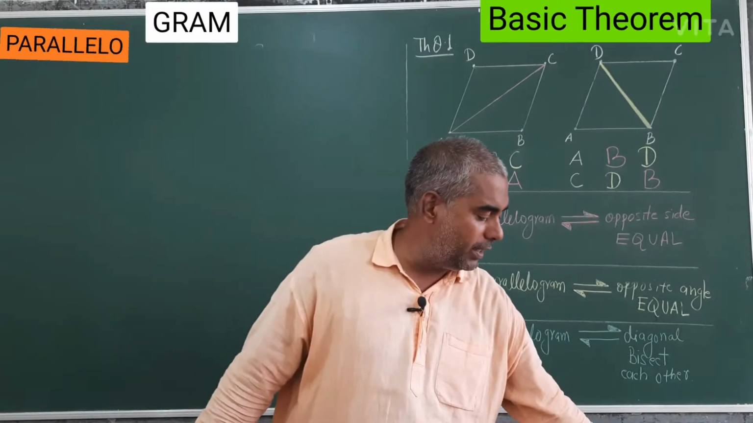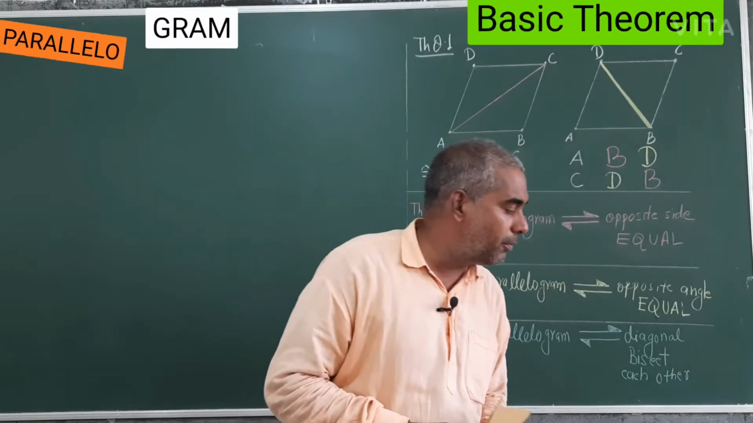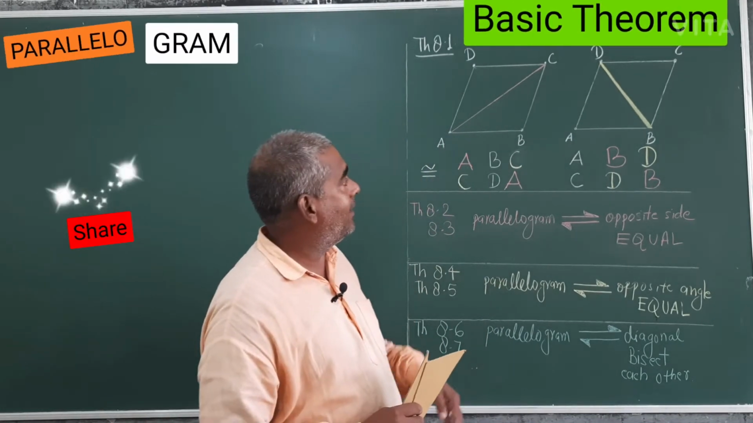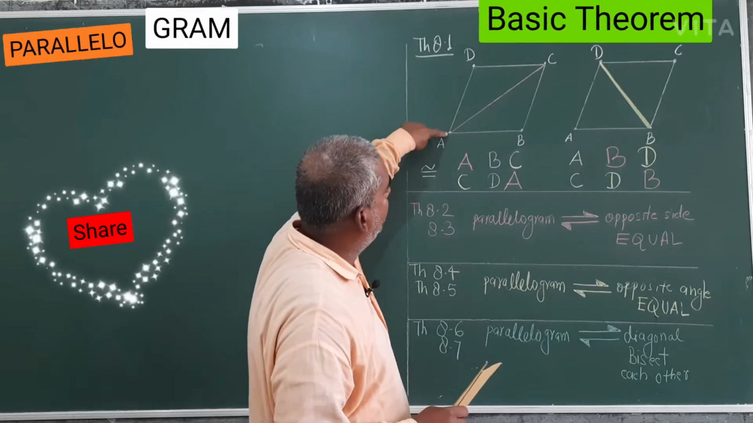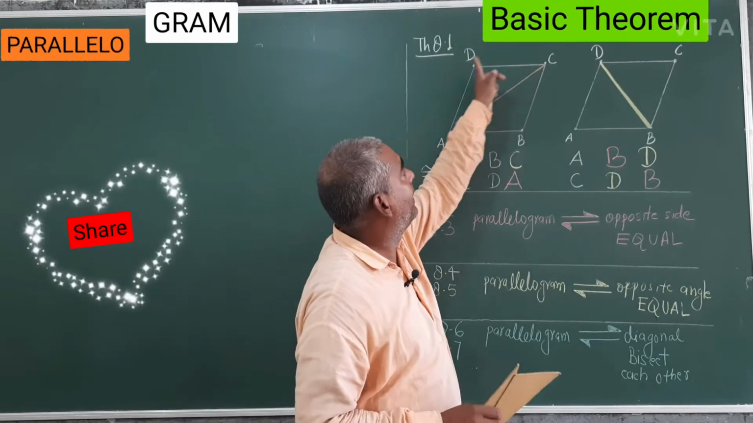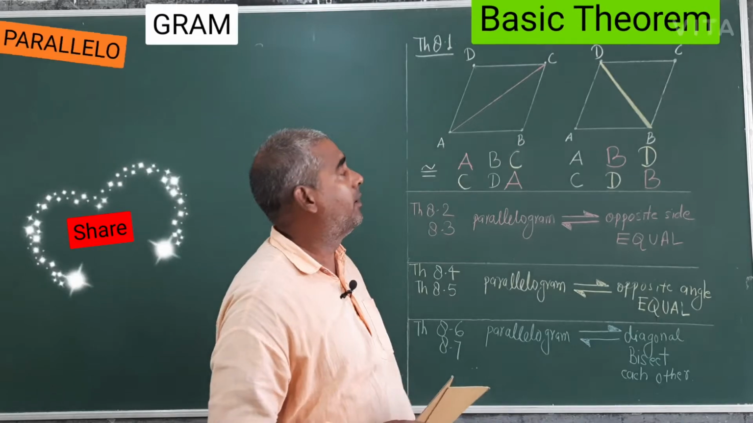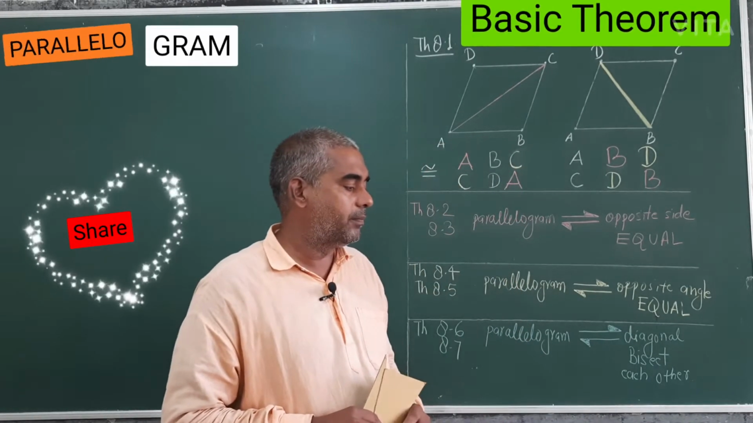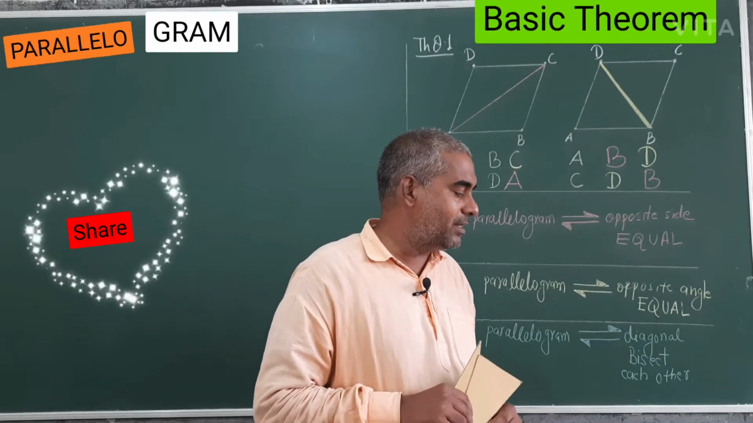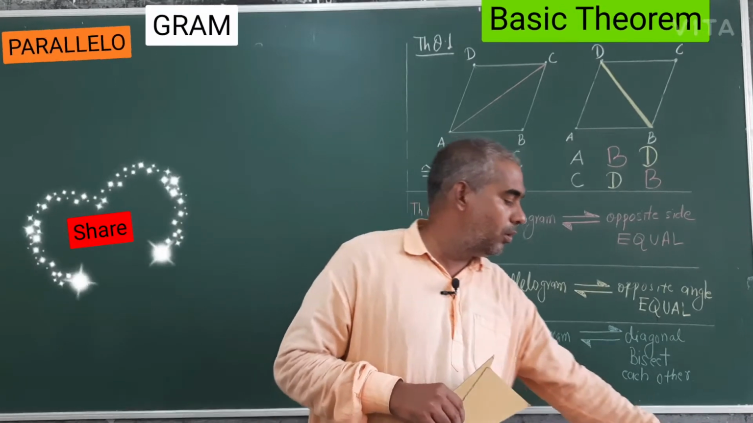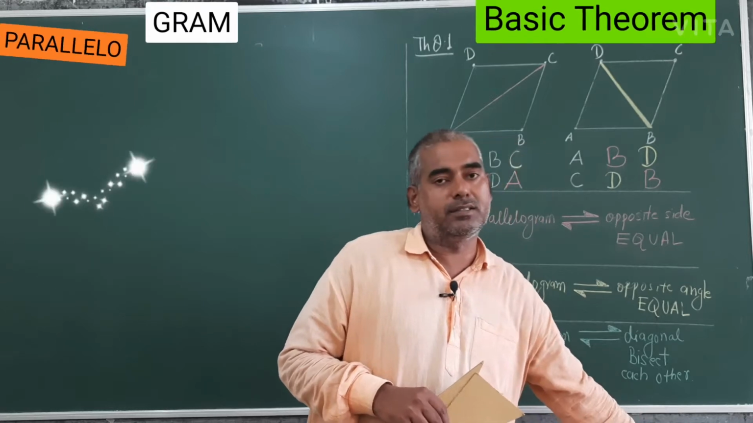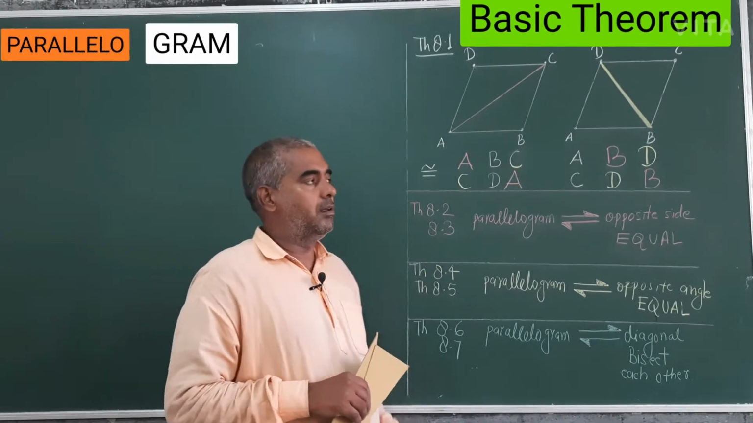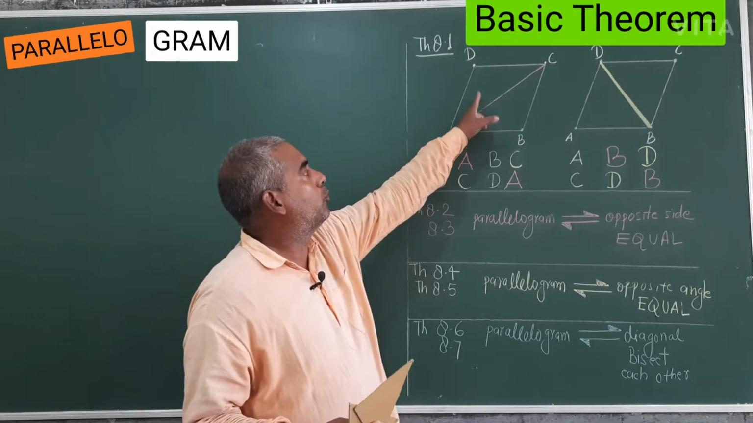Okay, before telling anything, page number 139 in your book. The theorem: this is a quadrilateral A, B, C and D, not quadrilateral, parallelogram. So the theorem is: a diagonal of a parallelogram divides it into two congruent triangles.